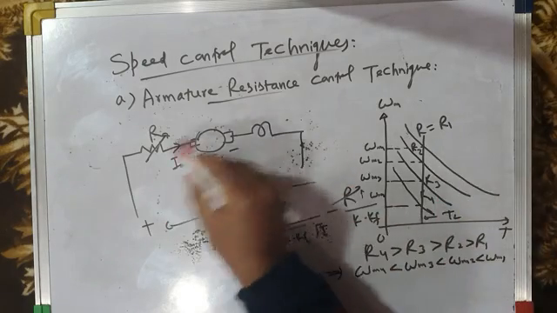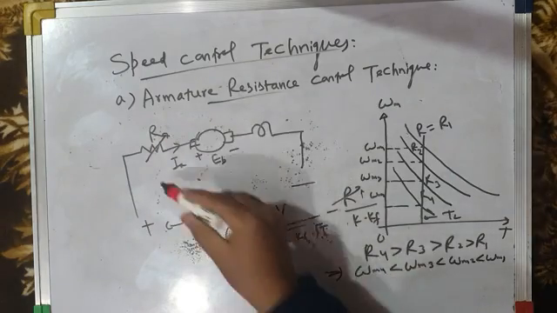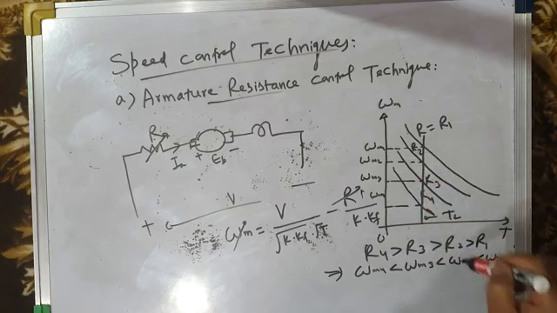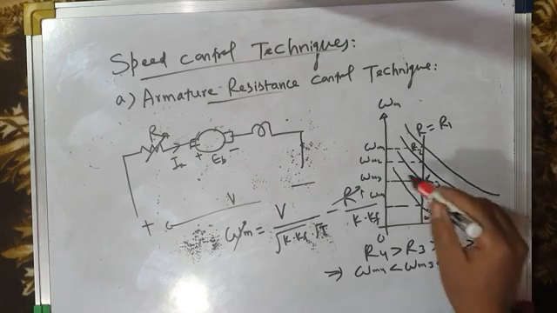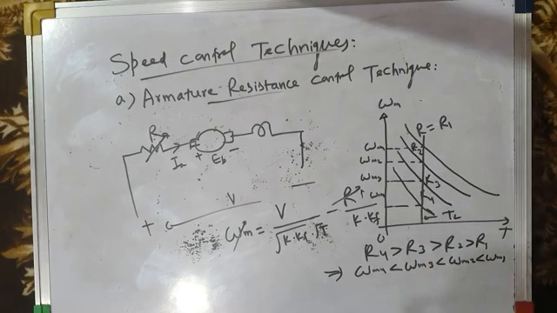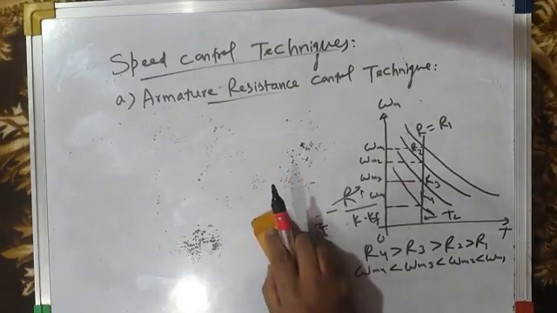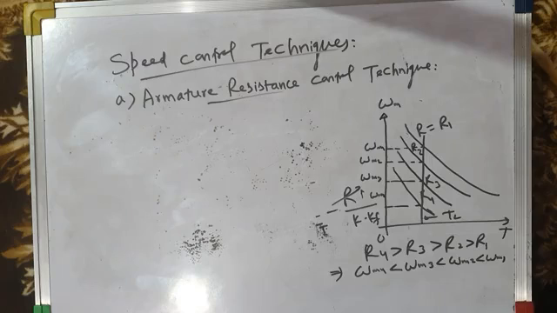And hence, by controlling the external resistance in series with the armature circuit, different torque speed characteristics can be obtained like this, and we can have a wide range of speed control. By varying R, omega m can be changed. So although this method is one of the simplest methods of controlling the speed of a DC series motor, it's a highly inefficient method.